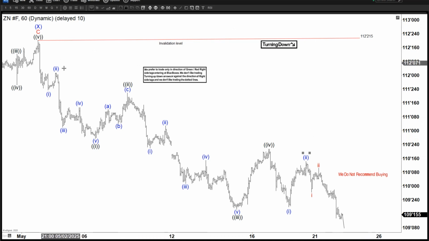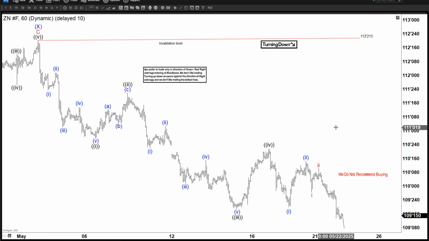Okay, so you can see that we have what looks to be a 5 swing down from 112: 1, 2, 3, 4, and then now it makes a new low below this previous low. So again, a 5 swing is a motive sequence in Elliott wave. What that means simply is that more downside is going to be expected because of the 5 swing.